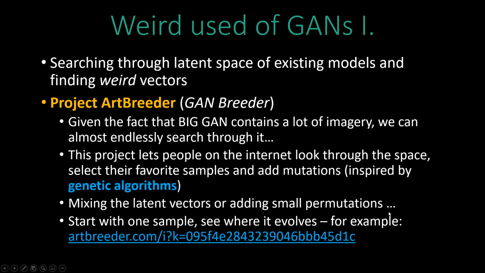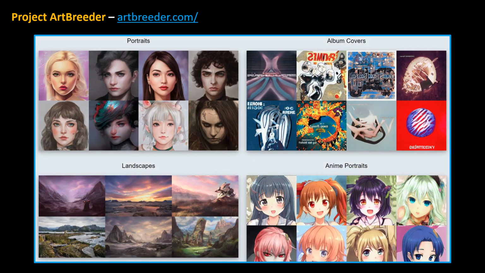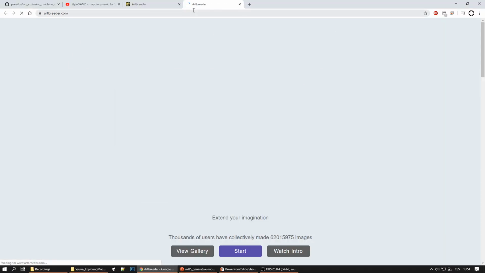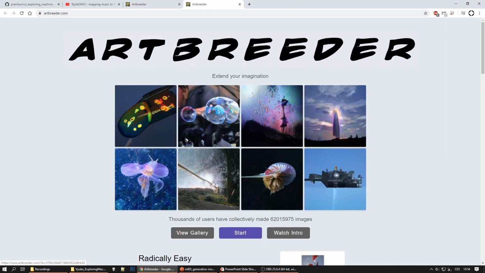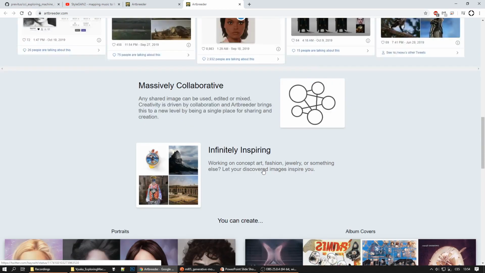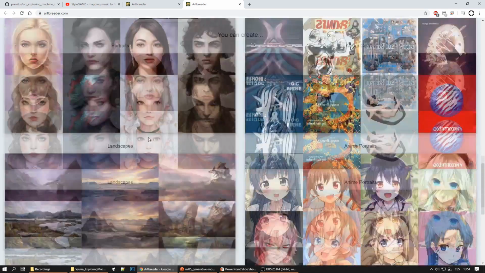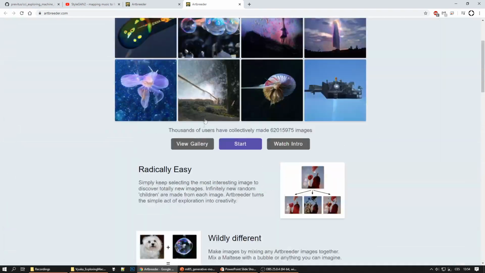So what they have is that I think only one of the models is the big gun. I think they also trained other types of models, and they have images of portraits, of landscapes, of album covers, or again anime portraits, and it's actually quite cool, I think. So you can start with some portraits and generate your own samples.